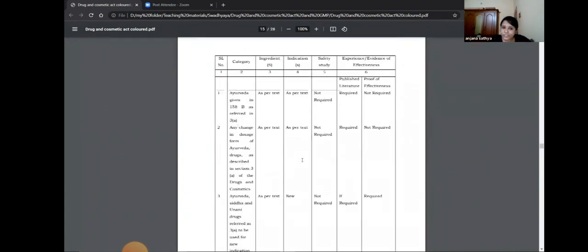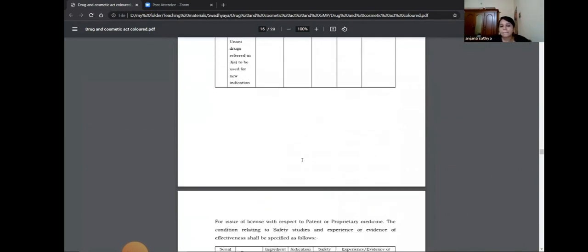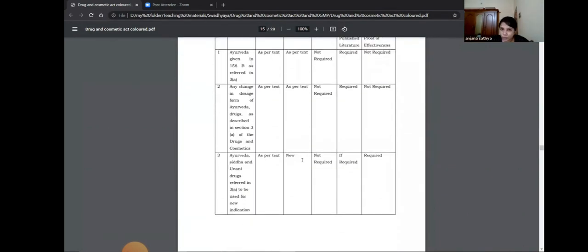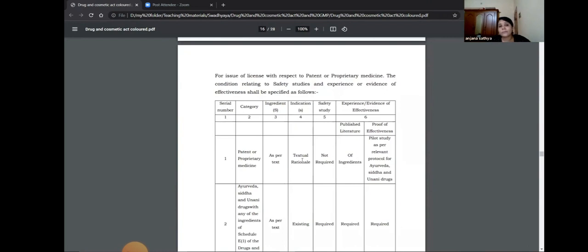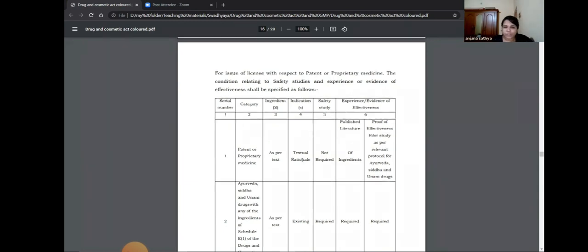Okay. So these provisions are related to the Ayurvedic classical preparations. But if there is any change in the dosage form or in the indication, then you have to produce the published literature. That is the important one. There is no need of a safety study since it has been included in the classical text. But if you are going for a license for a proprietary medicine or patent medicine, and the ingredients are mentioned in the text, then there is no need of a safety study. But if the drug contains any drugs which are included in Schedule E1 of the Drugs and Cosmetics Rules, then you have to do a safety study also. Okay.